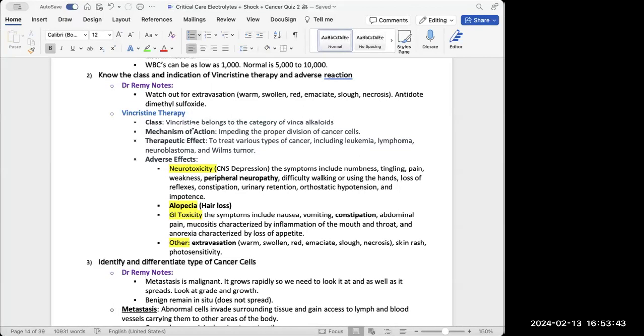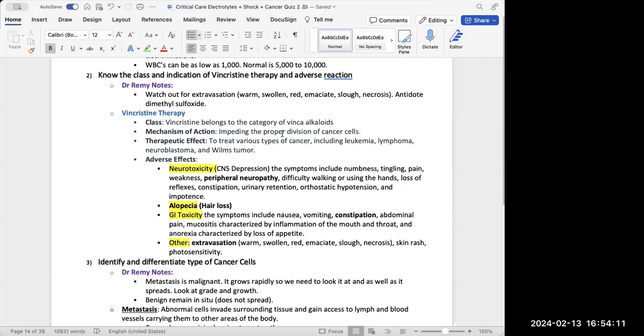But I know when I was doing research that vincristine belongs to the vinca alkaloids. That's its class. And what this class does is impede the proper division of cancer cells, so it helps prevent the cancer cells from growing. You typically see this being used in cancers like leukemia, lymphoma, neuroblastoma, Wilms' tumor. Regardless, we know it's a chemotherapy agent. We know it helps with different types of cancers, right?